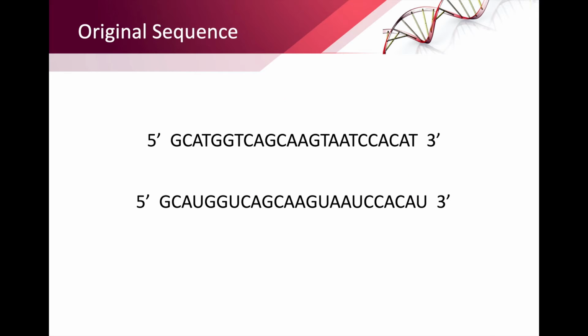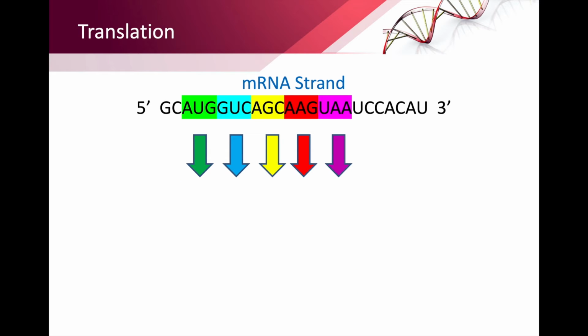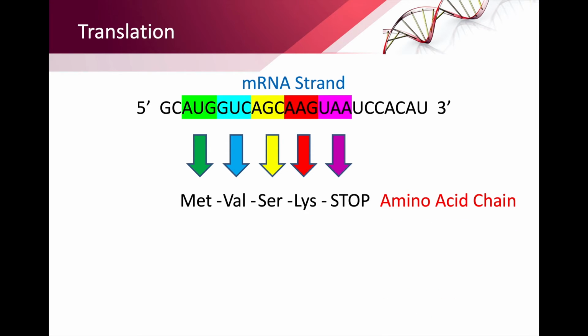Here I have flipped the coding strand reading from the 5' to 3' direction, and the RNA strand that is produced reading from the 5' to 3' direction. Again, here are the start and stop codons. Based on the RNA strand, these are the amino acids that are produced. They are methionine, valine, serine, lysine, and the stop codon. This is our original 4-chain amino acid sequence.